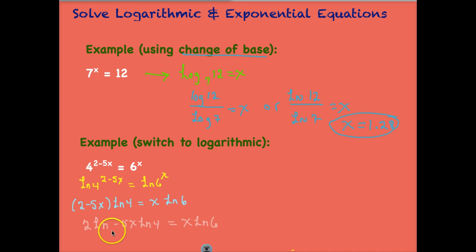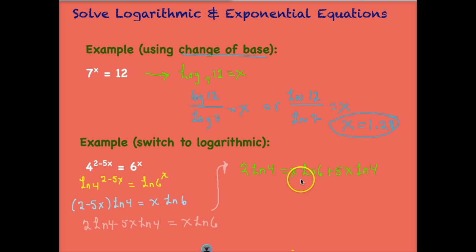One thing to notice about this is that I didn't take 2 times 4 because the natural log of 4 is a whole complete number here, and so I can't separate this into natural log and 4. So I have to do 2 times the natural log of 4 and negative 5x times the natural log of 4. So now I have 3 terms, and my x's are not on the same side. In order to solve for x, I need to move my x's to the same side.